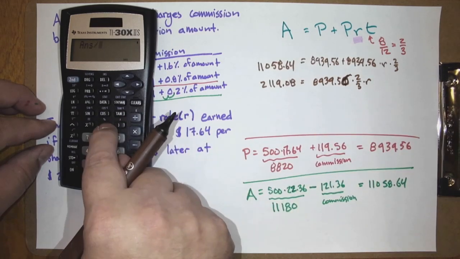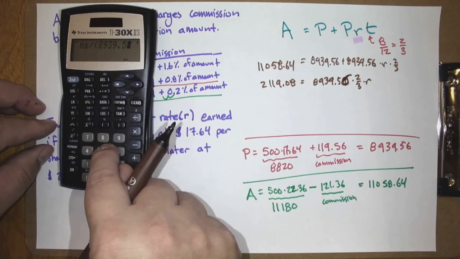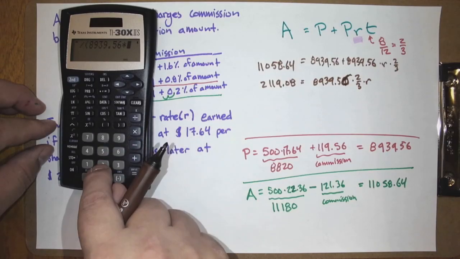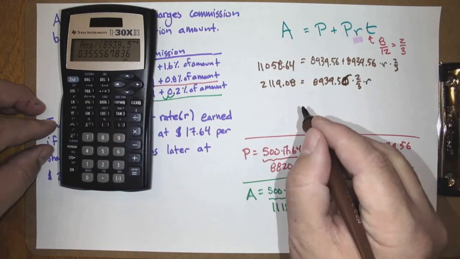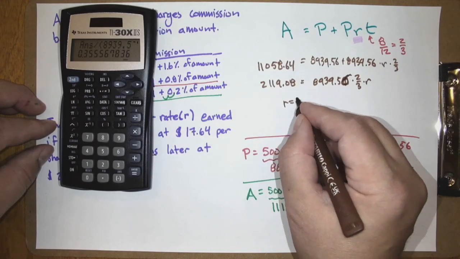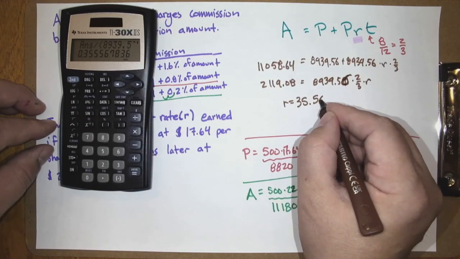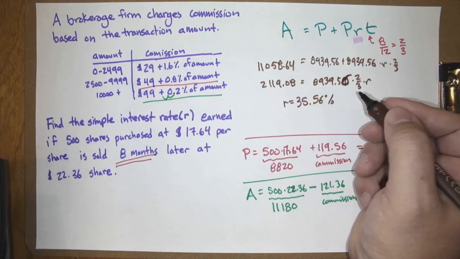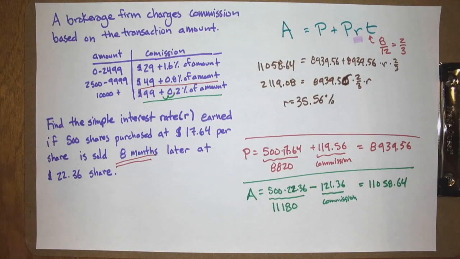So we're going to divide that by 8939.56 times 2/3, and we get, we did well, 35.56%. It's pretty good. Well, it's not too surprising if you look at the shares. They went up almost $5 in less than a year. It's a pretty good jump.